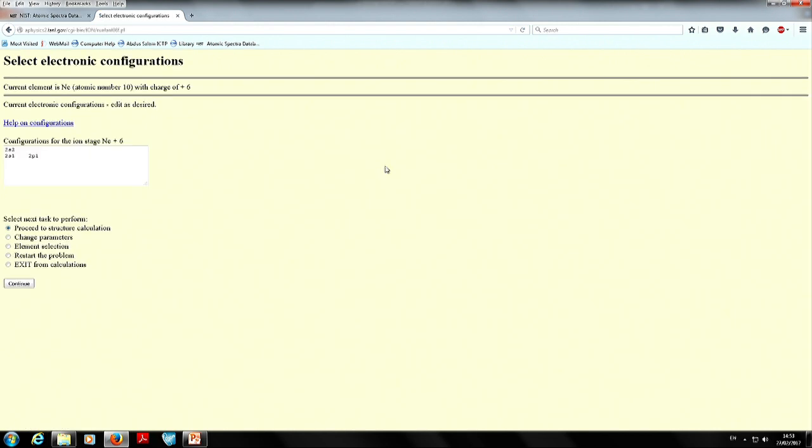And we go to configuration selection. So it immediately offers you the ground state, which is 2s squared, and the first excited 2s2p. Well, we can take only these two, but let's make it a little bit more interesting. Let's take also other configurations that have relatively low energy levels.